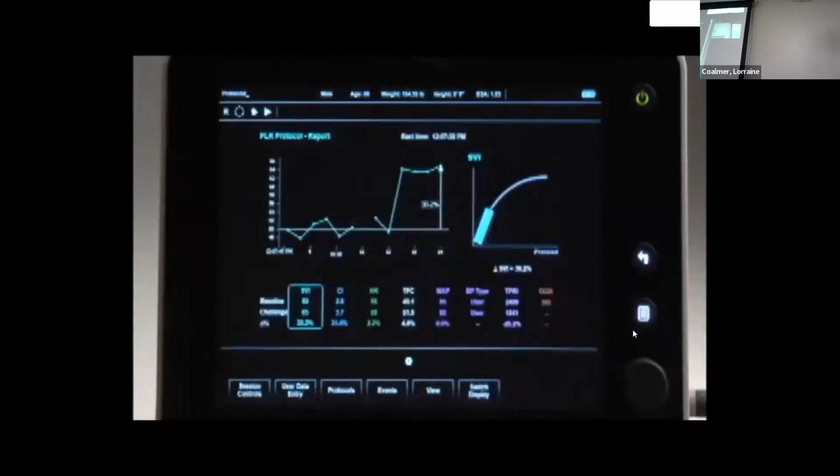So, just so I'm making sure I'm right. If it's greater than 10%, you're going to give fluid. Yep. And if it's less, then you're not. No, because they're not going to respond to it, because we did that challenge.